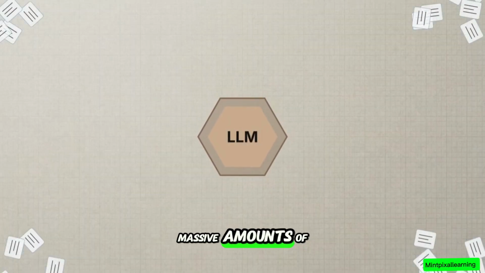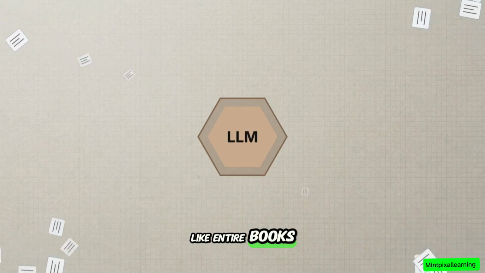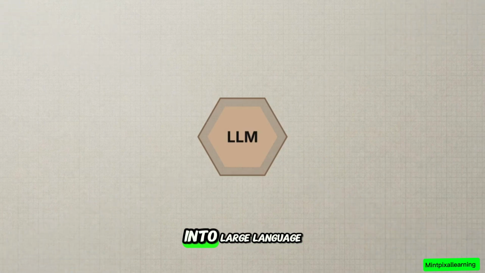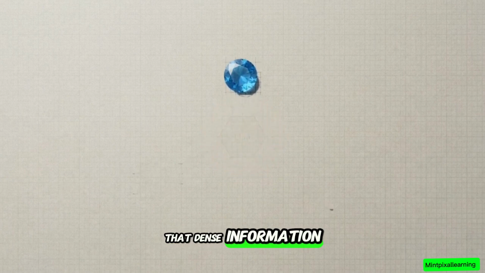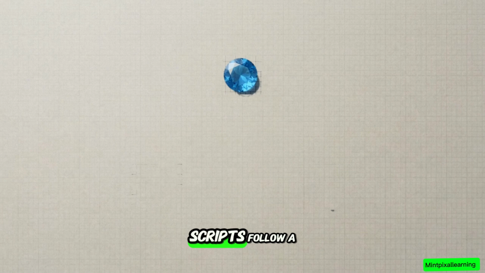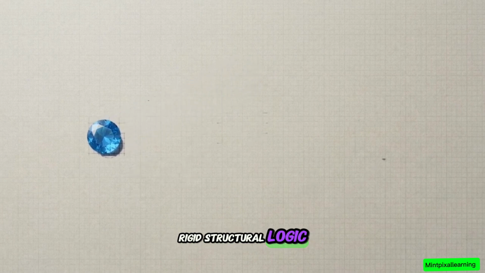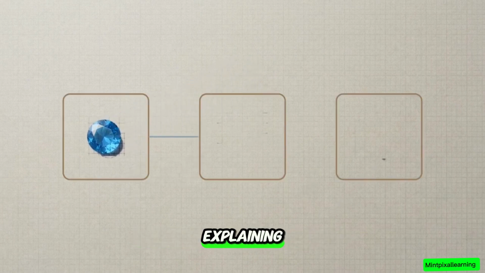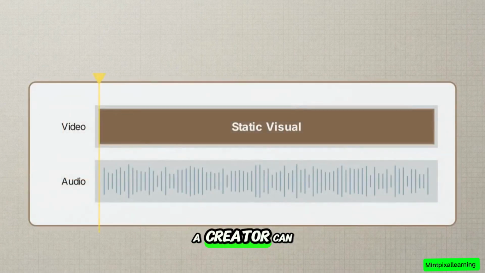Creators feed massive amounts of text, like entire books or dozens of research articles, into large language models. The AI synthesizes that dense information into concise, highly structured 30-minute outlines. Scripts follow a rigid structural logic, systematically categorizing and explaining subcomponents. With the script carrying all the weight, a creator can leave a static cover on screen for minutes at a time, while the script provides value.